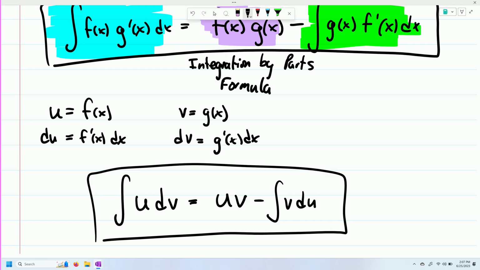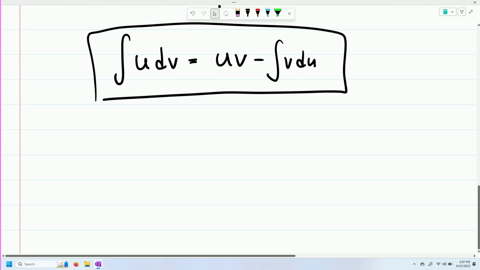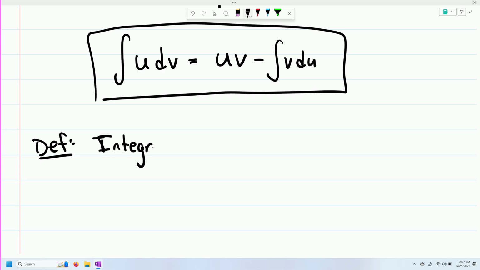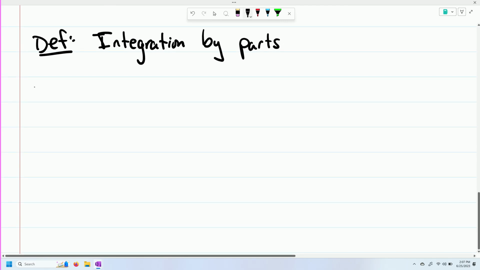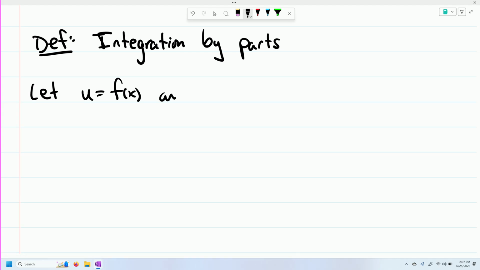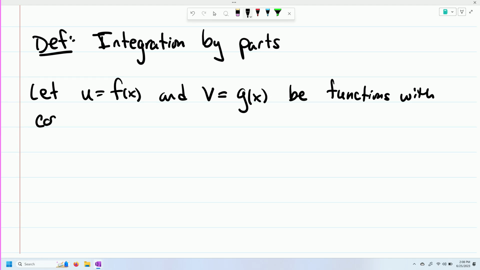Okay, so let's go ahead and officially define this. We have our definition, integration by parts. We let u equal f of x and v equal g of x be functions with continuous derivatives.